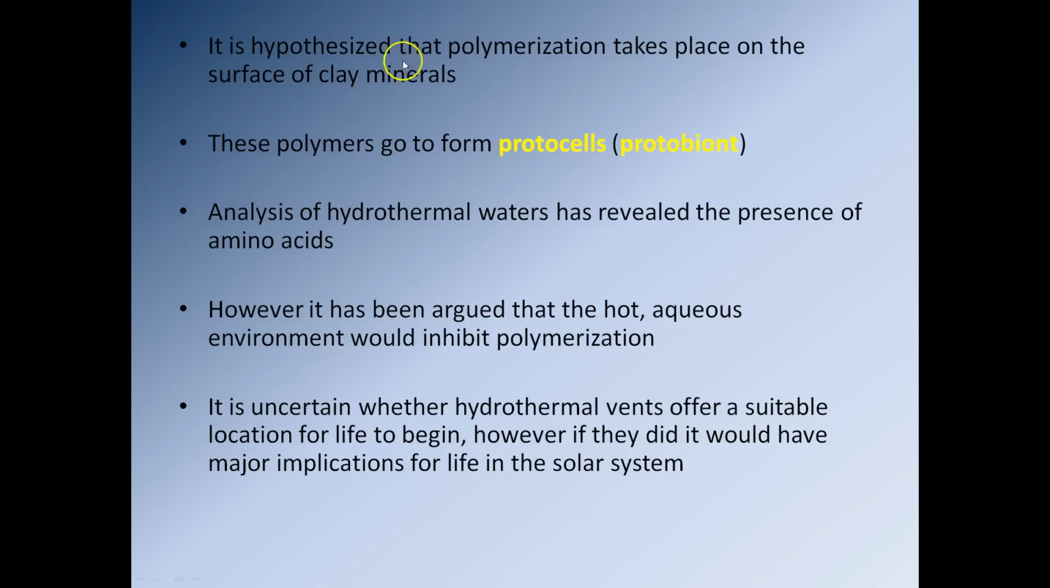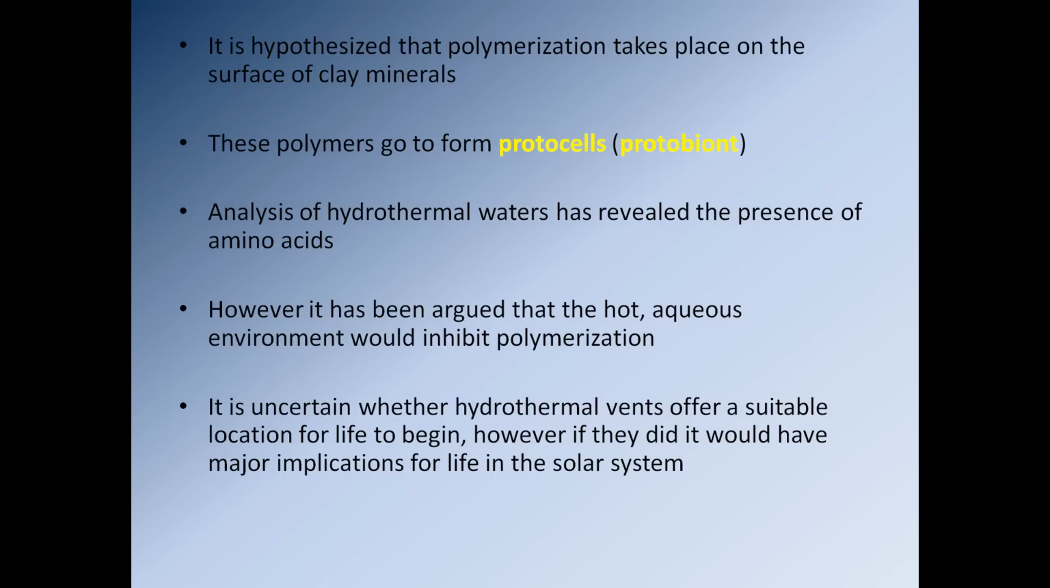So it's hypothesized that polymerization, taking the monomers and turning them into larger proteins, can take place on the surface of clay minerals near the hydrothermal vents. And these polymers will go to form protocells, a bit like the microspheres. So analysis of these hydrothermal waters has revealed that there are amino acids in them. So we have the amino acids, we have the environments, the clay minerals on which we can take those amino acids and turn them into larger molecules. And these larger molecules have the capacity to form very, very simple cells, a bit like microspheres. So, we have the basics covered.